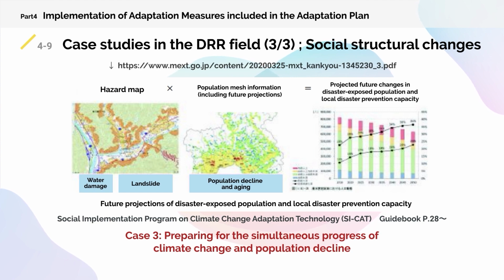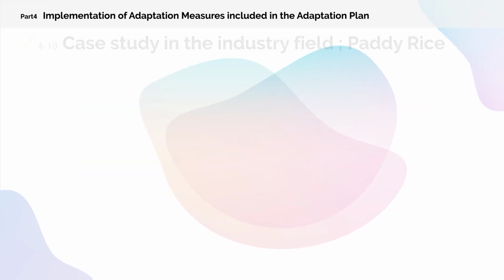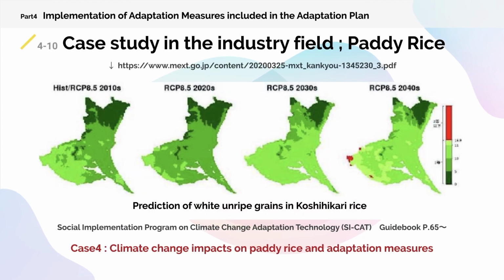The Liaison Council played a central role in sorting and listing hundreds of projects that each department had been working on, which could be considered adaptation measures, thereby lowering the psychological hurdle for the staff and fostering the mindset of all departments to consider adaptation measures. Next, we examine the industrial sector.